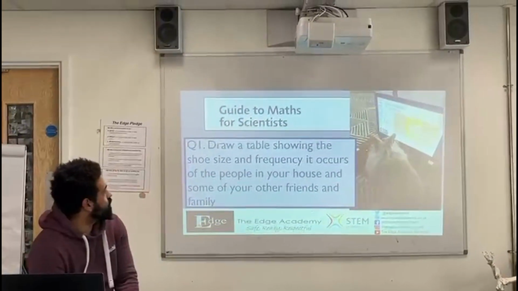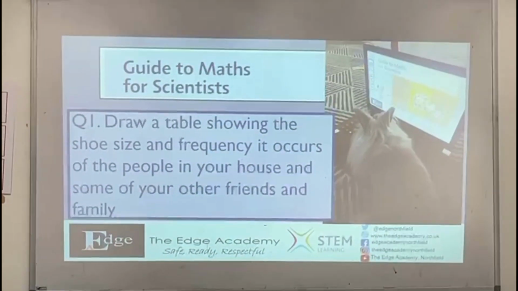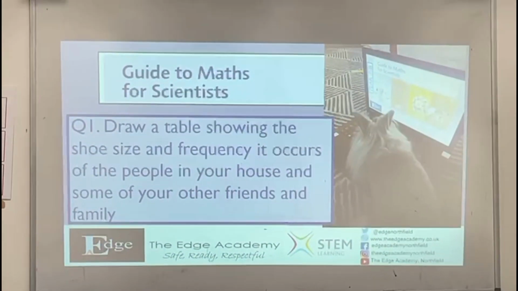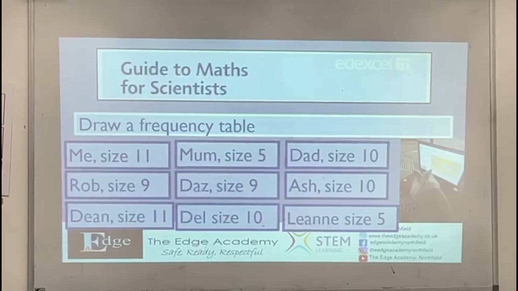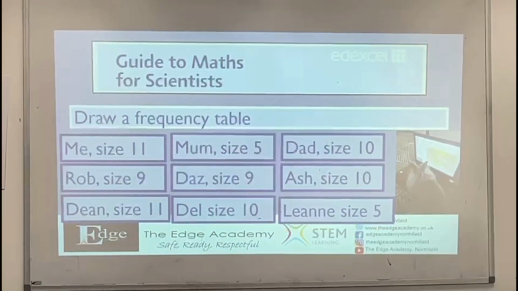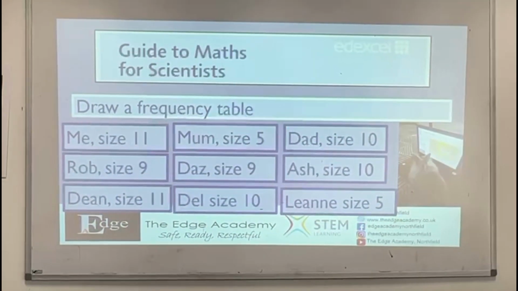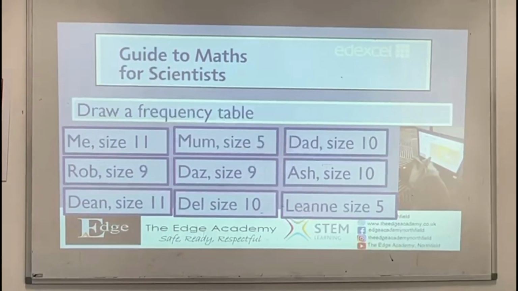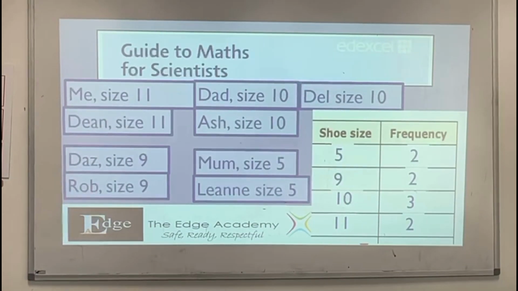First question, draw a table showing the shoe size and frequency it occurs of the people in your house and some of your other friends and families. So I will show you one that I've done, and then hopefully you'll be able to do your own. So all you need to do is write down people's shoe sizes in your house, maybe go on your social medias, ask your friends. I know it's a bit of a random question, but once you've collected some data, what I then want you to try and do is draw it into a frequency table like such.